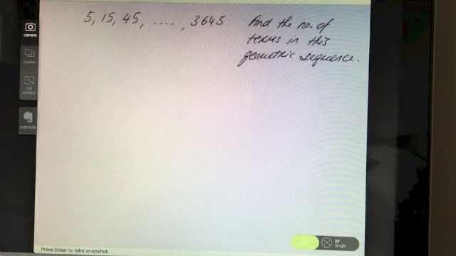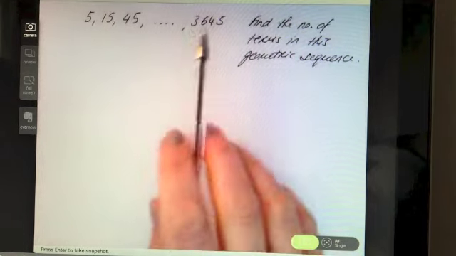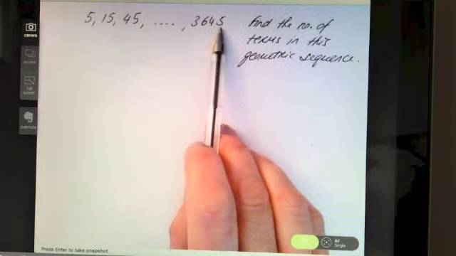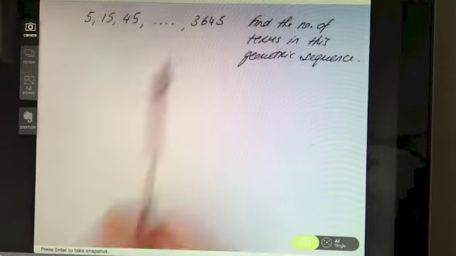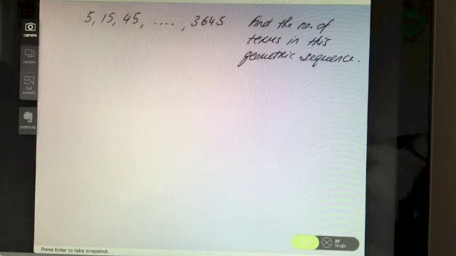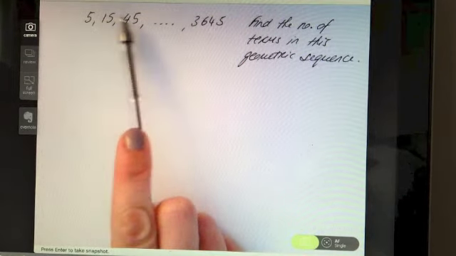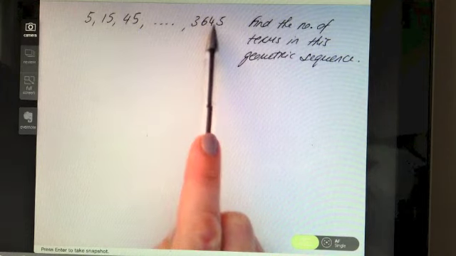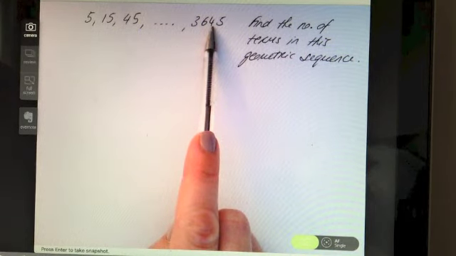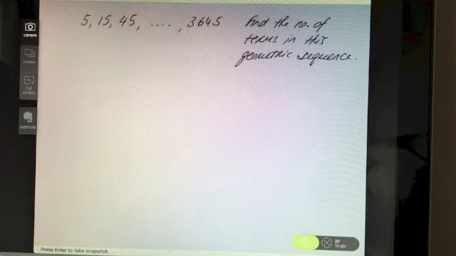Okay. Last question, so try this one. If you have the terms 5, 15, 45, ... 3645 in a geometric sequence, find how many terms are in the sequence. In other words, if that's the first term, that's the second, that's the third, which term is 3645? Okay, pause the video and see how you get on with this one.